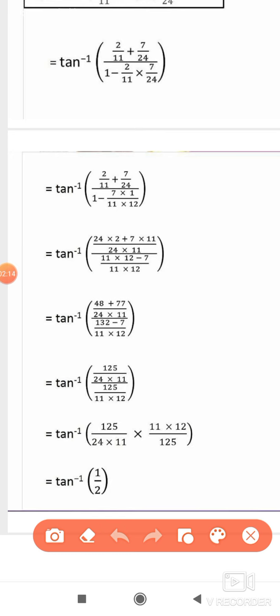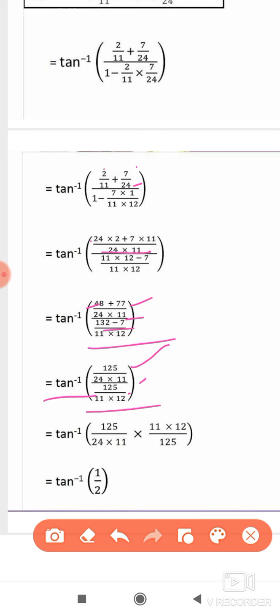Find out the LCM. There is nothing common between 11 and 24 except 1, so for finding the LCM you just multiply 11 with 24. Then 11 into 24 we have done. Divide this by 11 and you will get 24. 24 into 2 is 48, we have written here. Then divide this by 24, we will get 11. 11 into 7 is 77 divided by 24 into 11, and then 132 minus 77 divided by 11 into 12. So tan inverse 55 divided by 24 into 11 divided by 55 divided by 11 into 12.